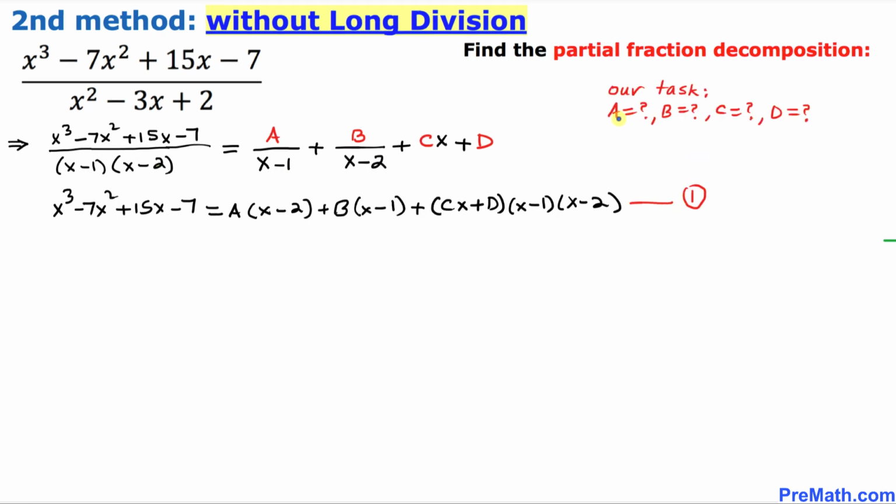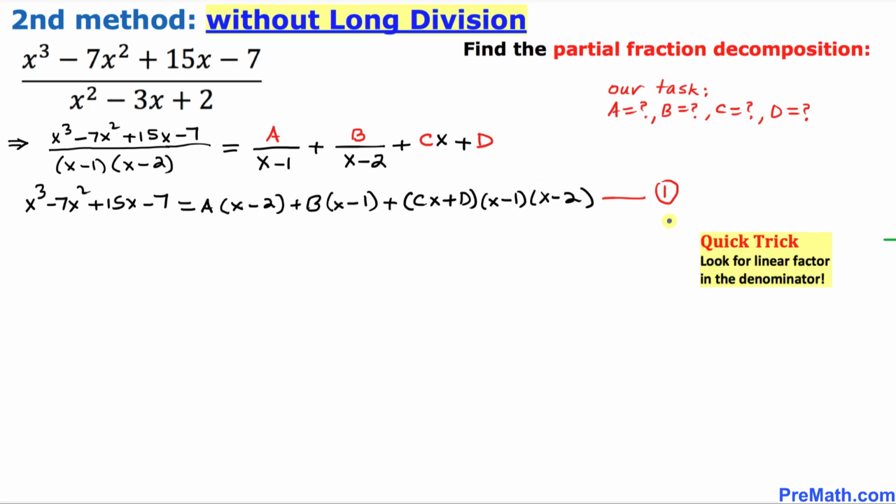And now our task is to find the values of a, b, c, and d. Now here is the quick trick. Look for linear factors in the denominator, and as we can see, we got two linear factors, x minus 1 and x minus 2. I am going to copy them down right up here, x minus 1, and the other one is x minus 2, and I am going to set both of them equal to 0. So that means one of the values is going to be x equal to 1. The other is going to be x equal to 2.